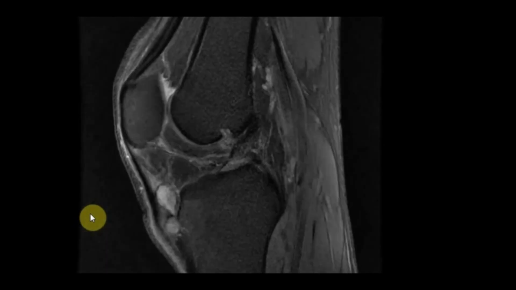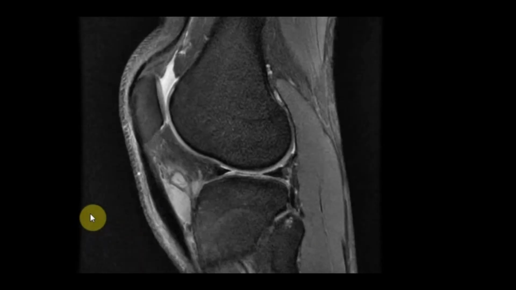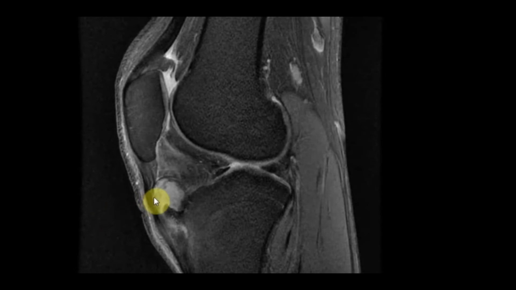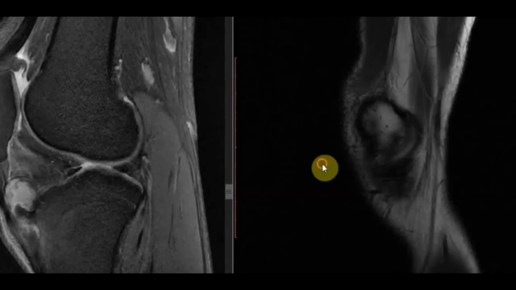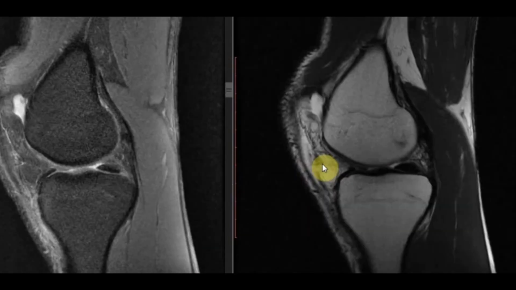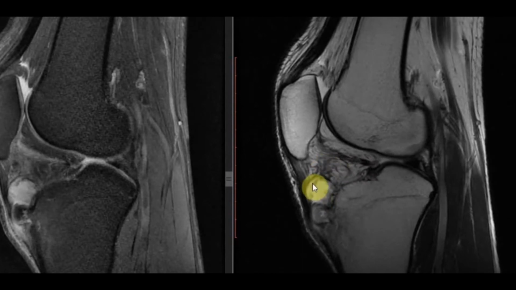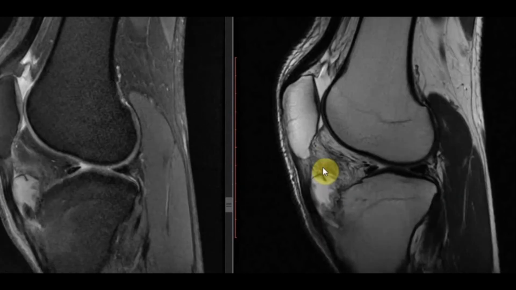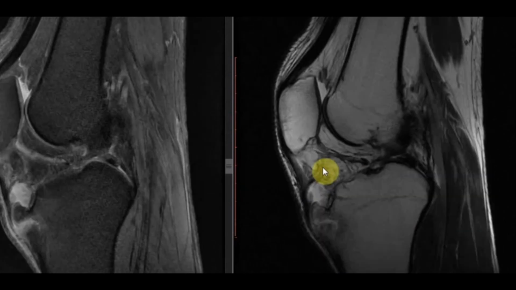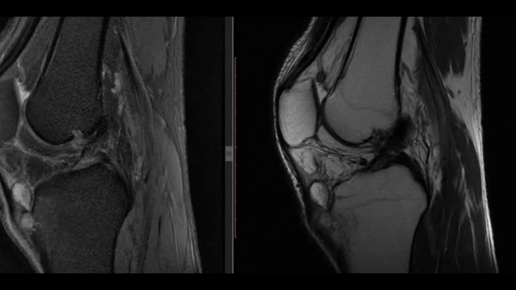The collection is hyperintense, and there is presence of debris in it. We can see that in the non-fat-sat T2 weighted sequence. So the collection is hyperintense. There is wall thickening and irregularity in the wall. We also have a contrast sequence for this.